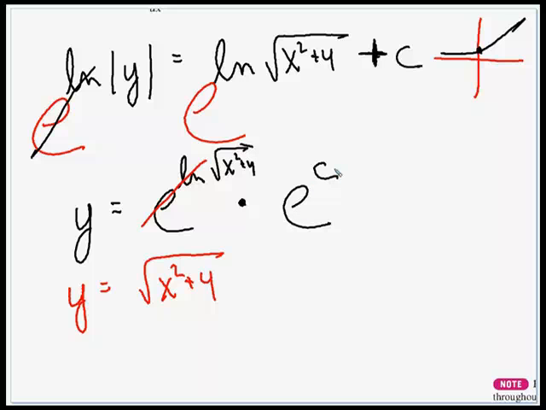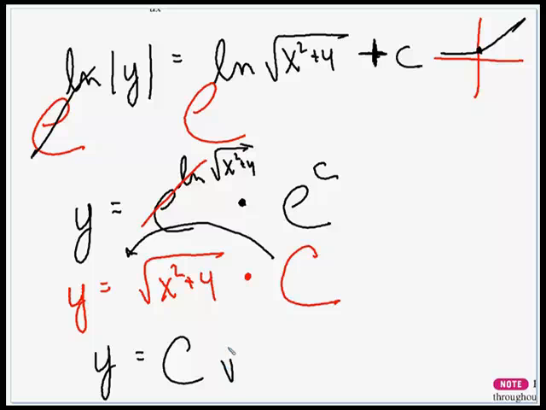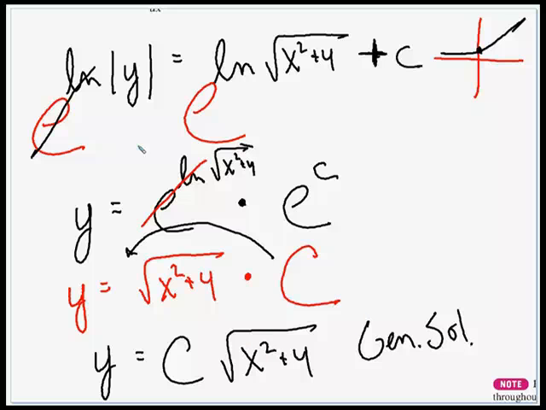e is just a number raised to an arbitrary constant. A number raised to an arbitrary constant becomes an arbitrary constant. And we might want to put this c in front of the radical. y equals c times the square root of x squared plus 4. That is our general solution, just like they were asking us to find. Separate the variables, integrate both sides. A lot of times you will have to exponentiate both sides, and solve for y equals c times something, or something plus or minus c.